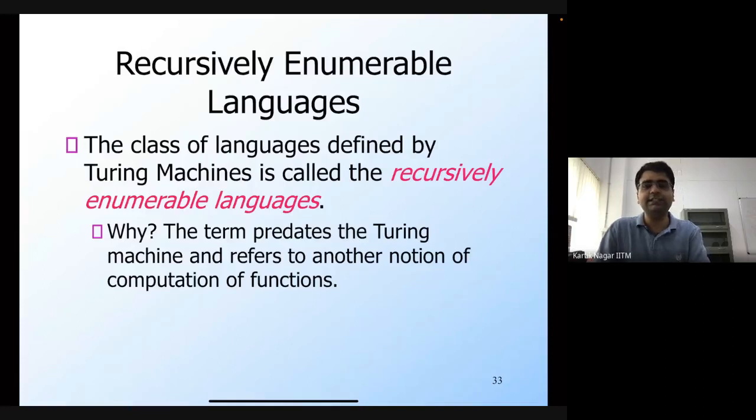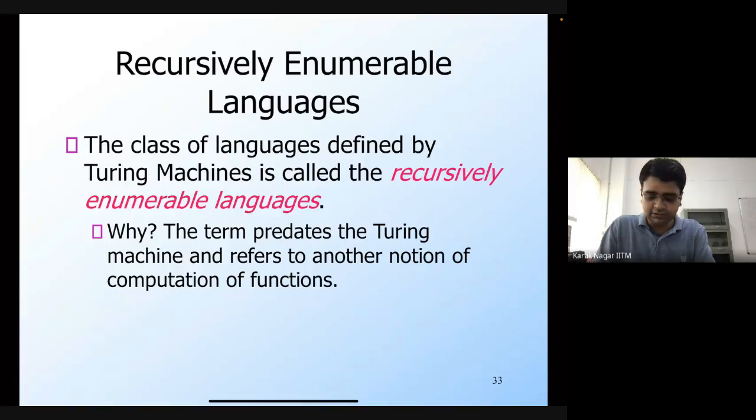So let's now define the class of languages which are accepted, or defined, by Turing machines. We saw that for finite automata we had regular languages, and for push-down automata we had context-free languages. So the class of languages that are defined by Turing machines is called recursively enumerable languages.